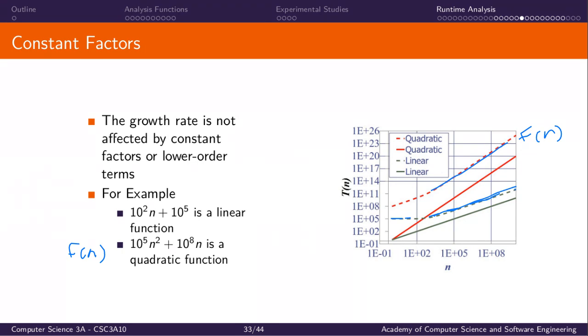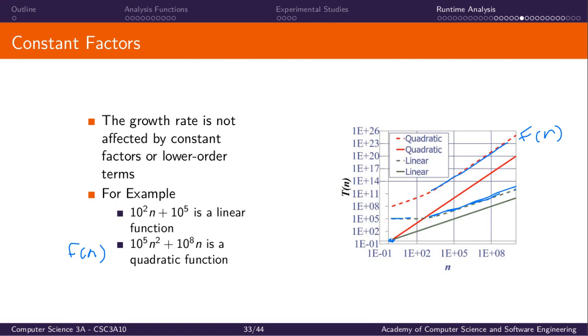Even though perhaps the intercepts are different, even though their gradients are different, the rate at which they increase as a function of their inputs is the same. Right? They'll be bounded by the same types of functions. They will grow in the same way.